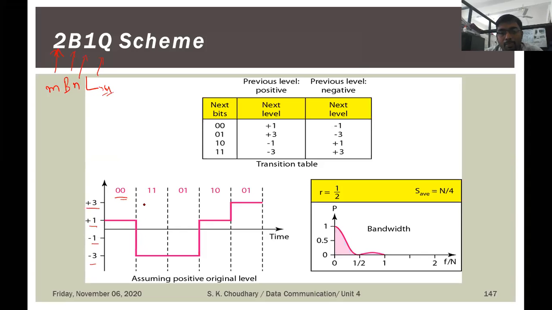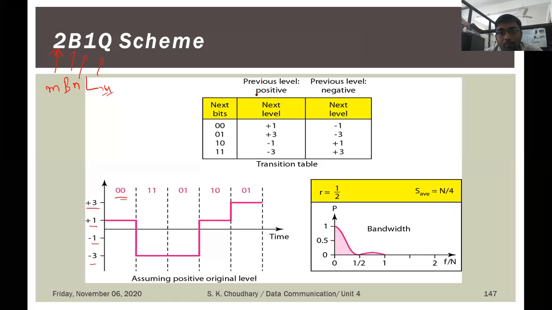So you can see here, first of all, the transition table is important. The next bit is 00, 01, because 2 bits are used in representing one label. So it is represented as 00, 01, 10, and 11. Only 4 representations are possible, and they would be represented as the labels: 00 is +1, 01 is +3, 10 is -1, and 11 is -3.